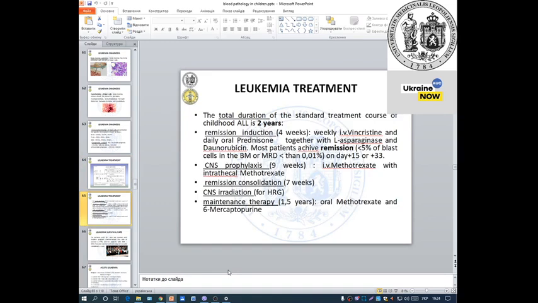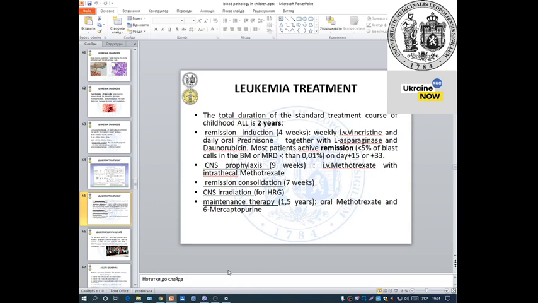The total duration of the standard treatment course of acute lymphoblastic leukemia is 2 years. It is divided into induction of remission, 4 weeks with weekly vincristine and doxorubicin infusion, prednisone, and L-asparaginase. Most patients achieve remission, meaning less than 5% of blast cells in the bone marrow, or minimal residual disease less than 0.01% on the 15th or 33rd day of treatment.